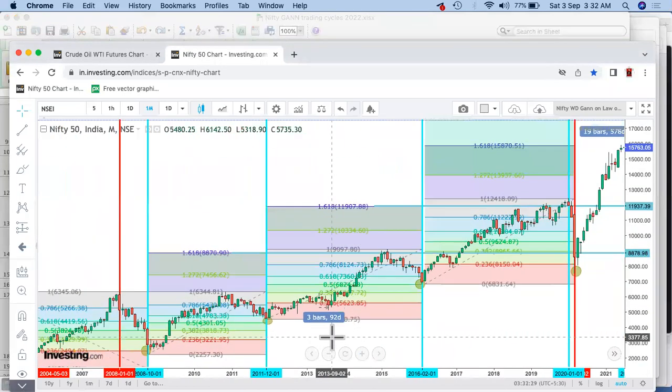I mean, this is more of a probability. For example, if you know that okay, this is the bull range, it would be coming either to 0.236 or 0.5. So this is the probability that we have tried to find out, right?